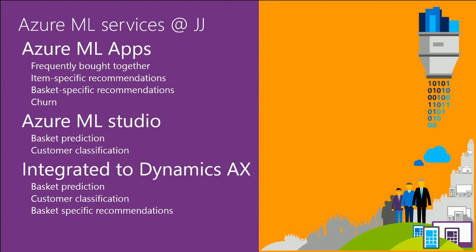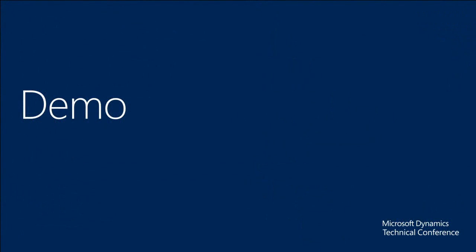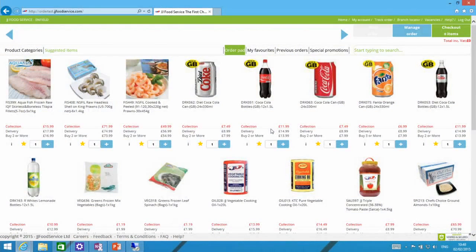Okay, so let me see. So next stage, demos. Okay, so that's the web shop of JJ Food Service, and I'm logged on to their test server. Now, think of me as let's say a restaurant customer. Okay, so I go here on the web shop, and I see all these things. Now, this is called the order pad.